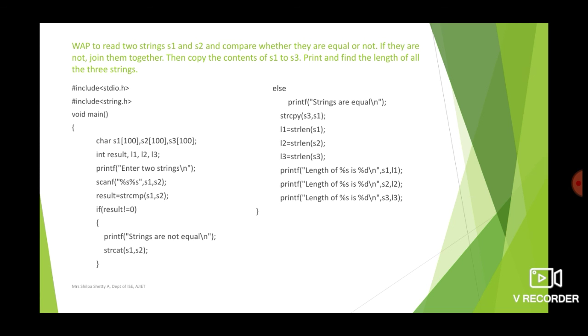Then we need to find the length of all the strings. Length of %s is %d. That is, length of string s1 is, for example, length of AJIET is 5. Length of hi is 2. So likewise it gets printed for the three strings here: s1, s2 and s3.